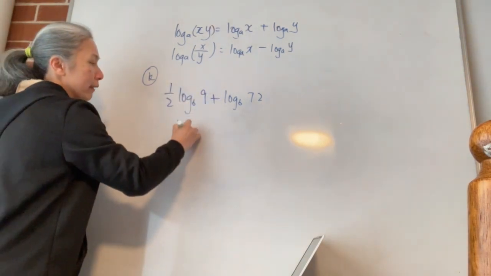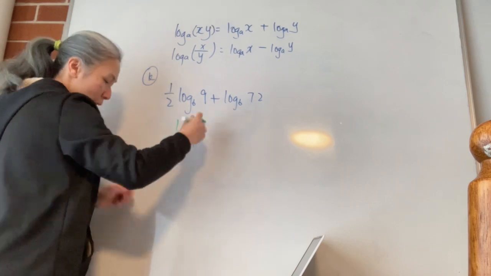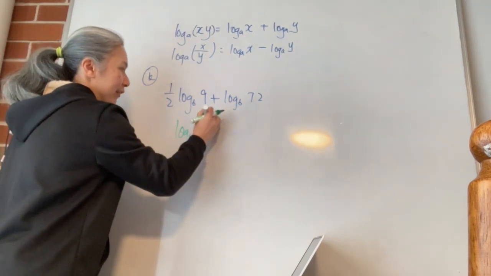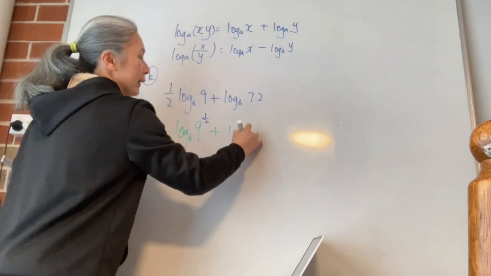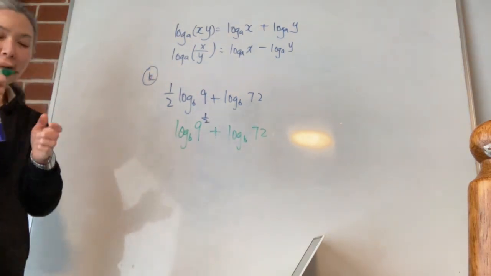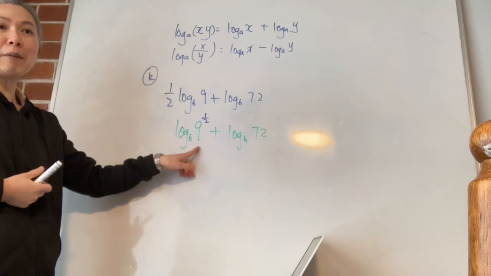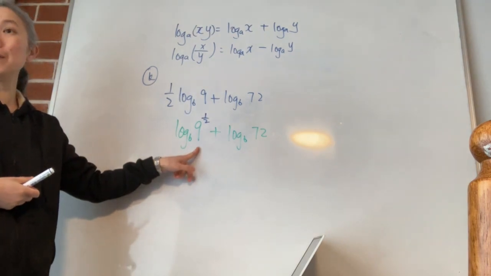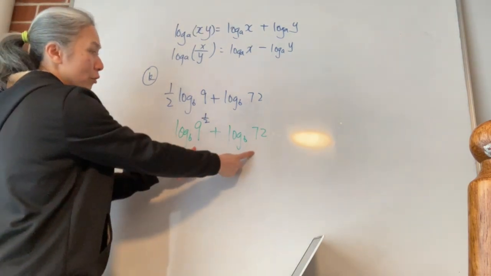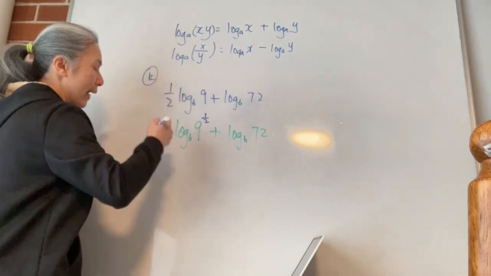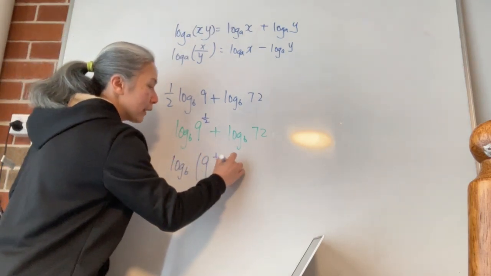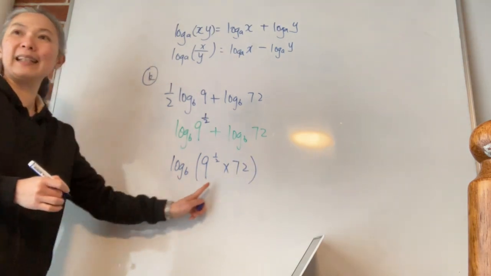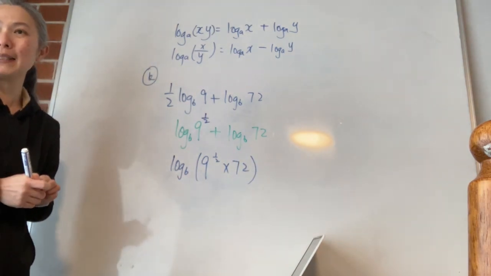So you are going to write it as log base 6 of 9 to the power of a half, plus log base 6 of 72. 9 to the power of a half means root 9, isn't it? That will give you 3. Or you can join these two together now, so you can write it as log base 6 of 9 to the half times 72. Then you can put that in the calculator and work out what that number is.